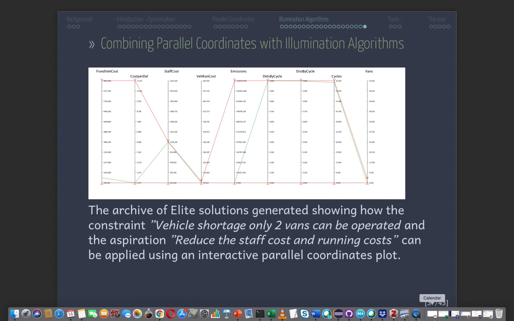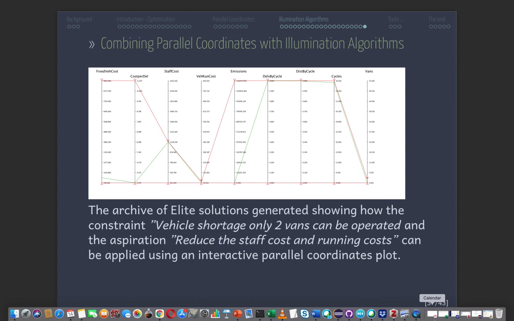By using the parallel coordinates visualization, our manager has been able to find that one solution in that big green horrible mass of solutions. The one solution out of the thousands in that archive that will fit them for the problems they have that day.